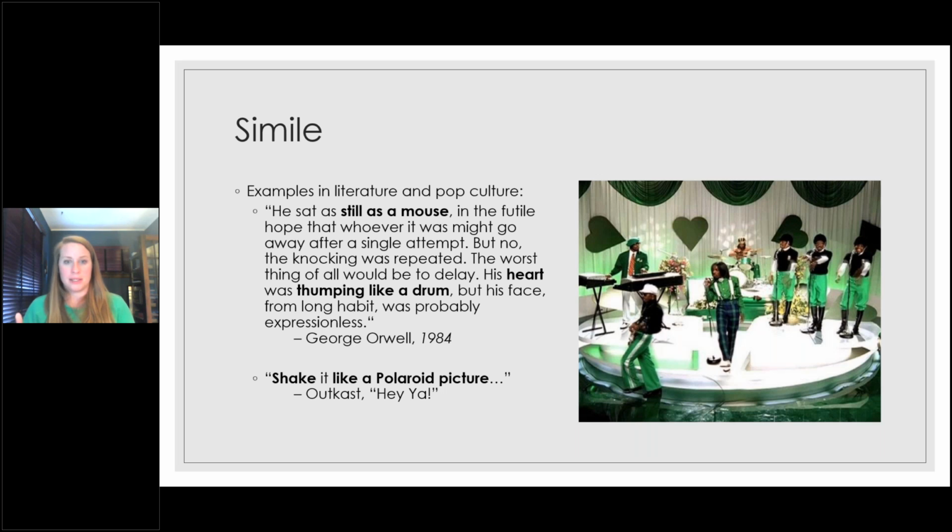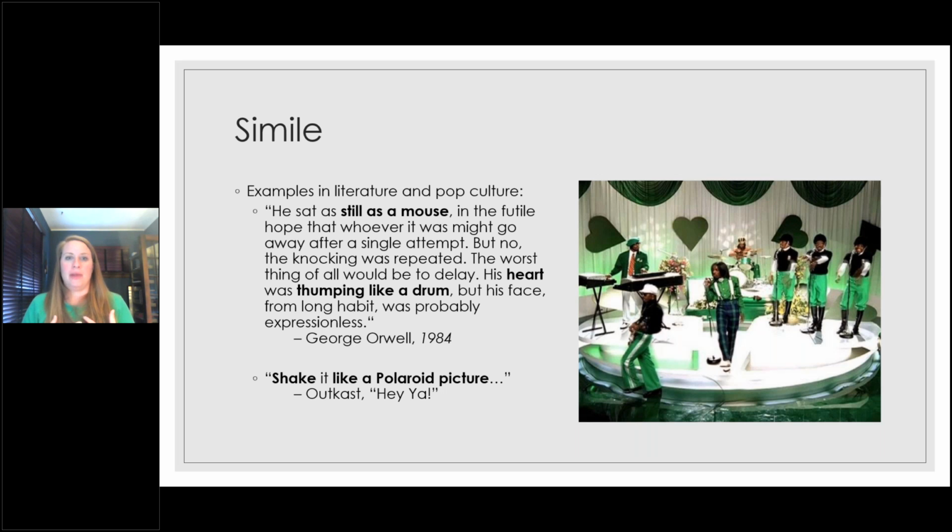And then the second example, we have heart thumping like a drum. First one used as, the second one used like. Again, you know, hearts are organs in our body, drums are instruments. They really couldn't be 2 more different things. One's alive, one isn't.